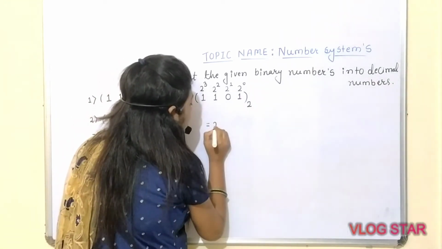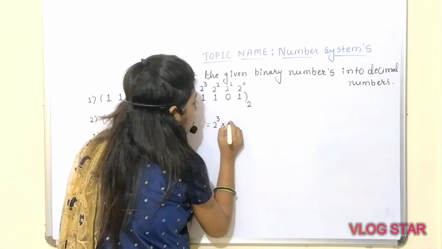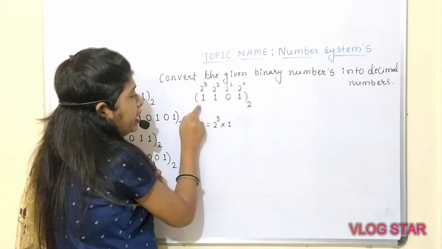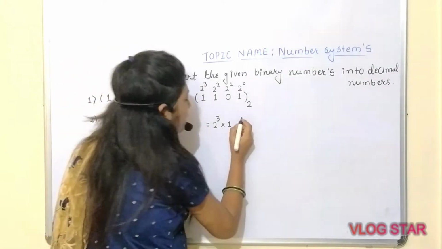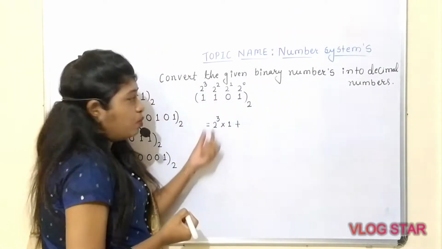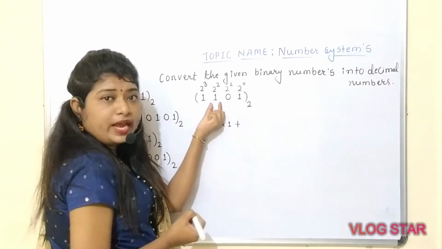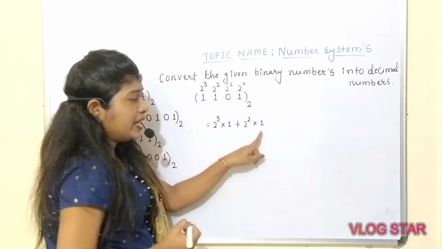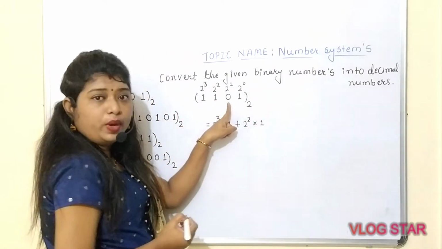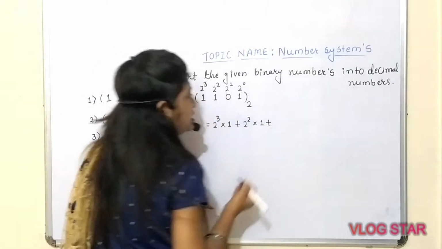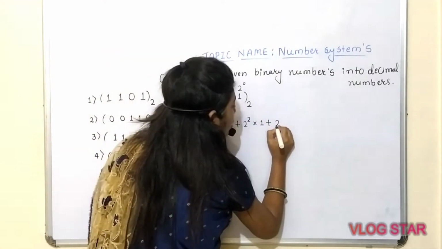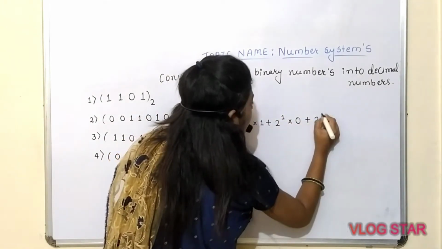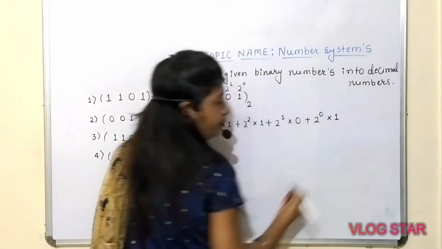Here I need to write 2 cube into 1. The first digit, so this is 2 cube into 1. Then you have to club them. So what would be the second value you are going to write? 2 square into 1. Similarly, you need to tell me for the third one. Here again you have to put positive sign. Next would be 2 raised to 1 into 0 and then plus 2 raised to 0 into 1.